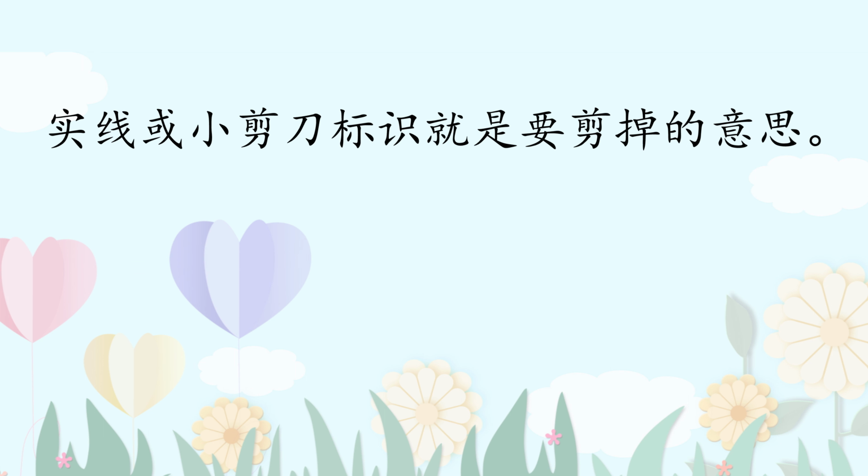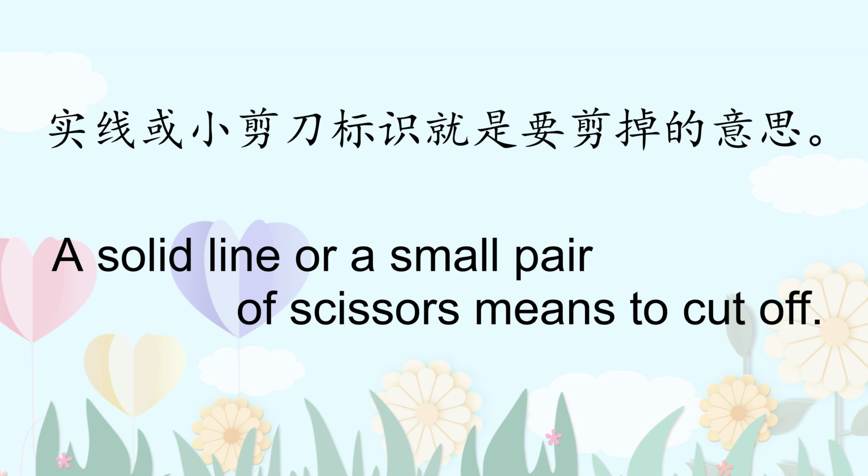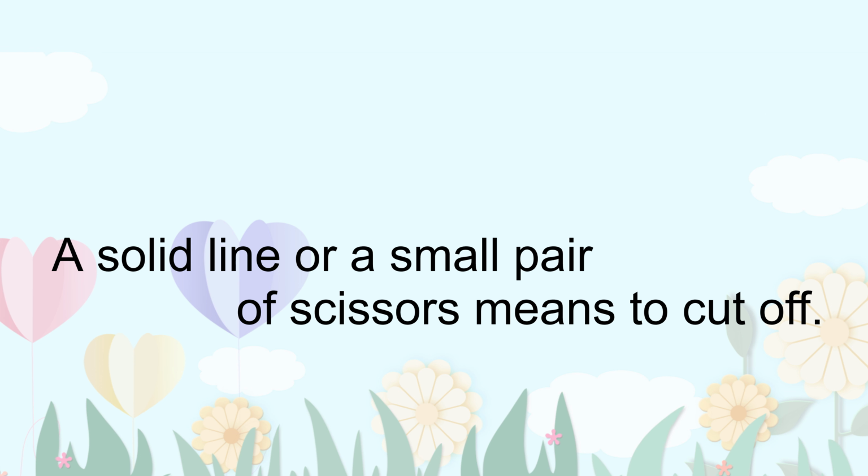实线或小剪刀标识就是要剪掉的意思 A solid line or a small pair of scissors means to cut off.